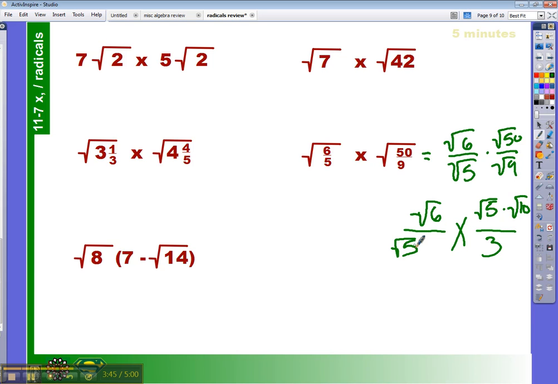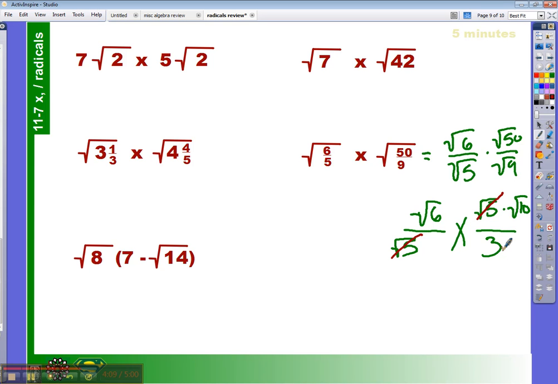Now, square root of 5 divided by square root of 5 is? You can tell at home that this class is really excited to be here. Square root of 5 divided by square root of 5 is? 1. Okay. Almost like they're paying attention.